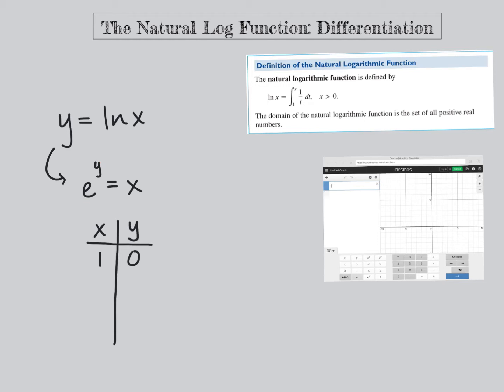Let's plug in another simple number for y. Let's raise e to the first. So if we plug in 1, e to the first is simply itself, which would be e. The reason I plugged in these two coordinate points is mainly because they were simple, but these are kind of the main two points on our graph y equals the natural log of x.